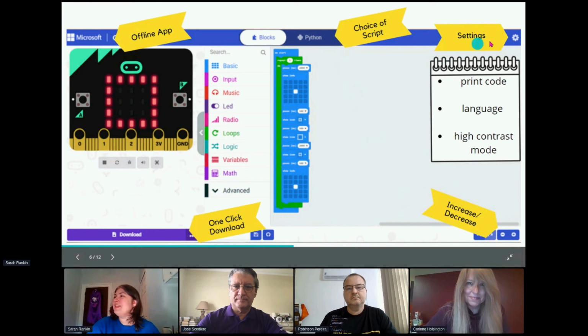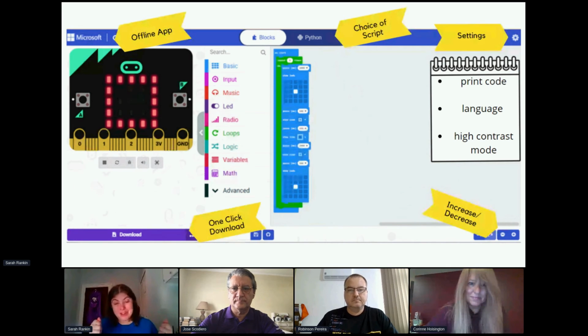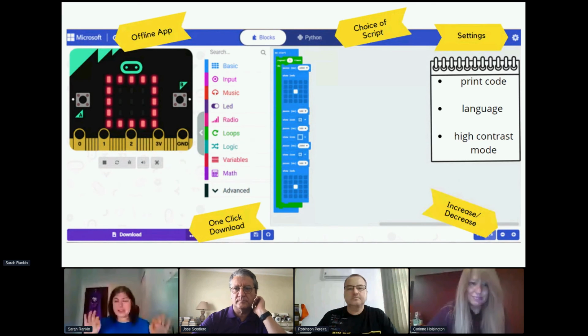And then hidden in the settings, this is something that I don't make use of often enough, but I think people should, including myself, is a couple of different things here. The ability to print off your code and have a paper copy of it. And while that might seem a little bit silly, for those students like mine that are in rural areas where they're going home to maybe not a computer and not internet, being able to print off the code and put it in their backpack so they can still show their parents what they're working on is incredible. And it's such a gift.